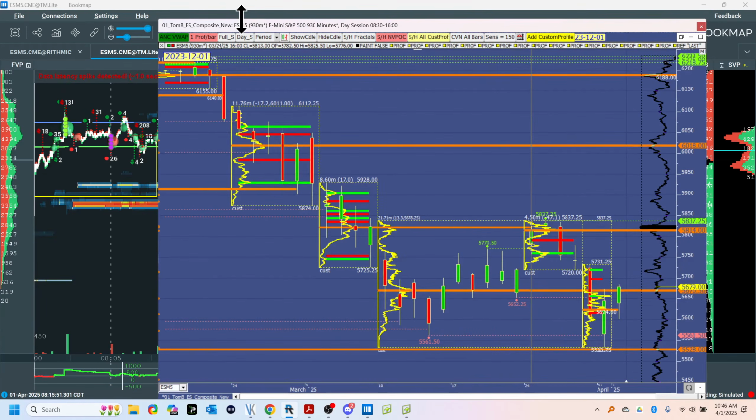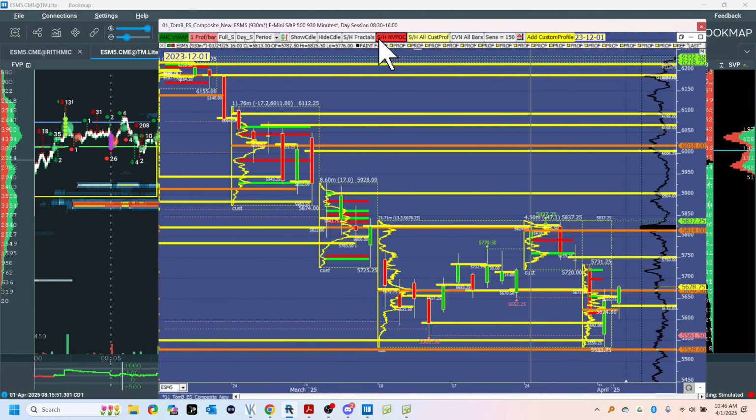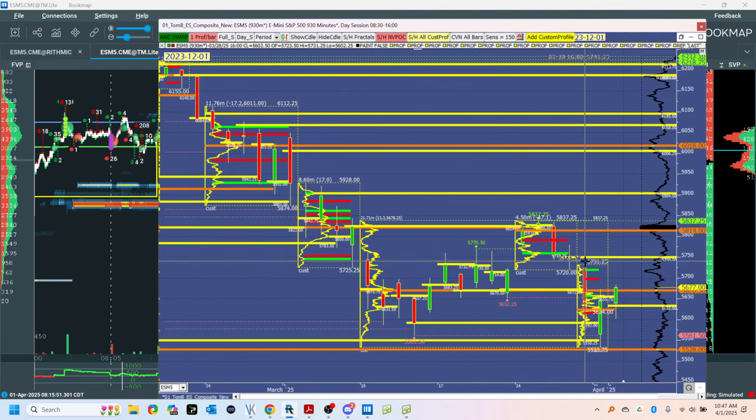Oh, I got to show you one other thing. Here. These lines are called naked volume points of control. If they're naked, that means they're out here. They're potential targets. This orange line is the highest volume in the consolidations. The yellow lines are the highest volume in the individual RTH candles.